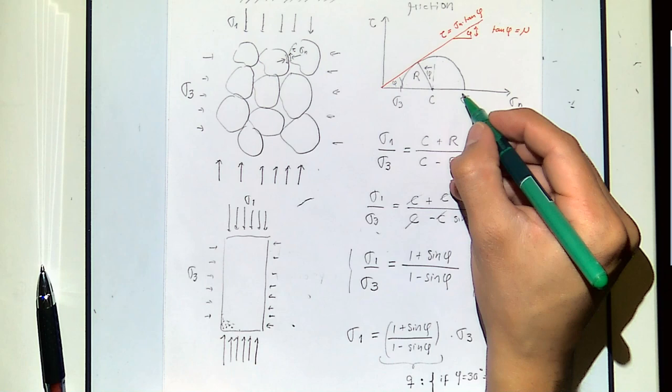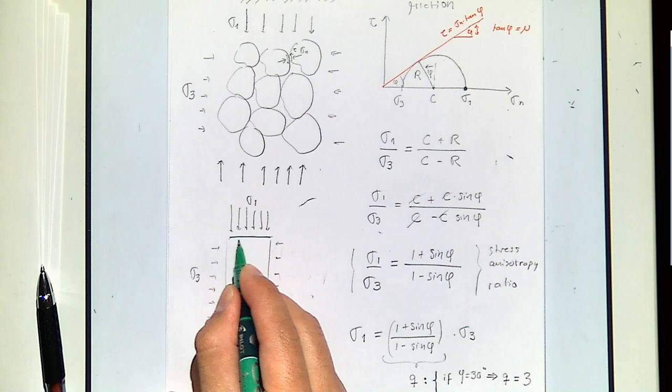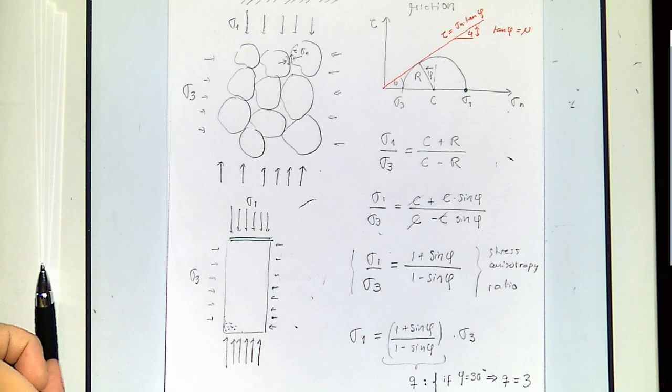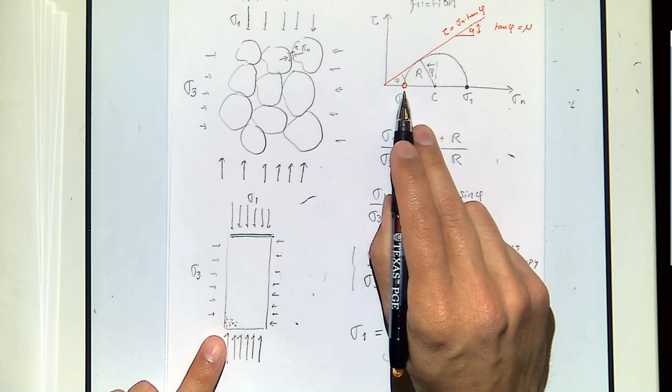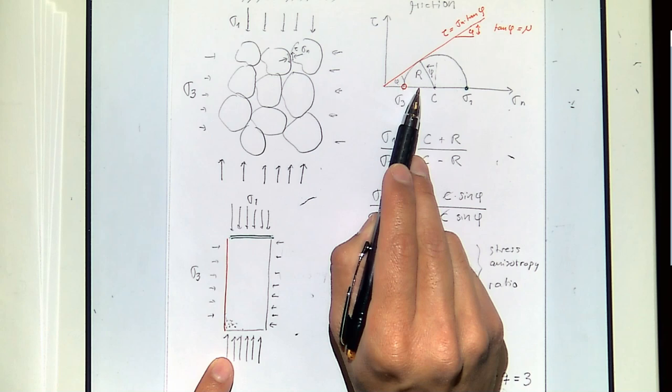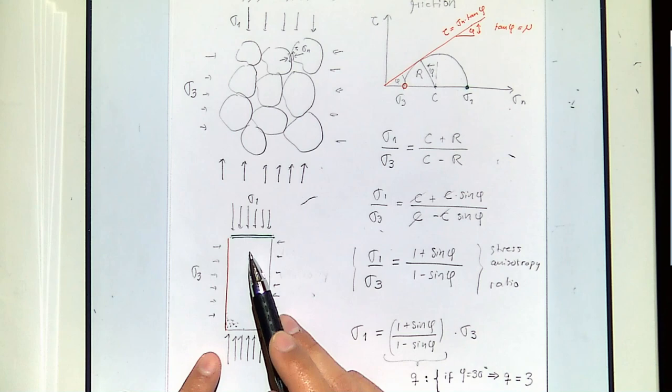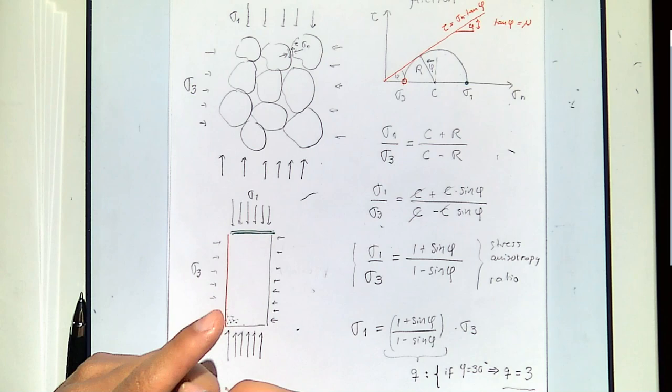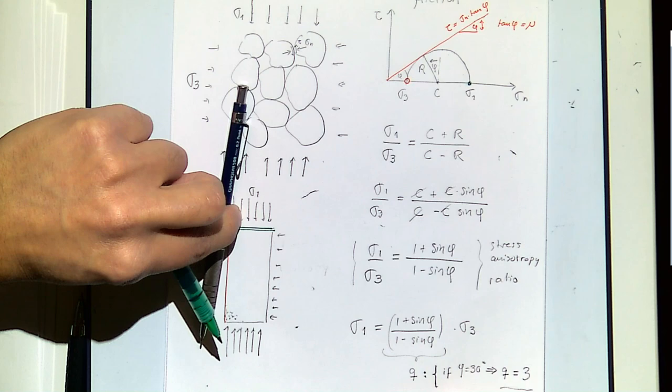This is sigma 1, and the plane of sigma 1 is this one. This one is sigma 3. The plane of sigma 3 is this one. The angle in the Mohr circle to go from sigma 1 to sigma 3 is 180 degrees in the Mohr circle. But in reality, that's 90 degrees over here to go from here to there. That's 90 degrees.